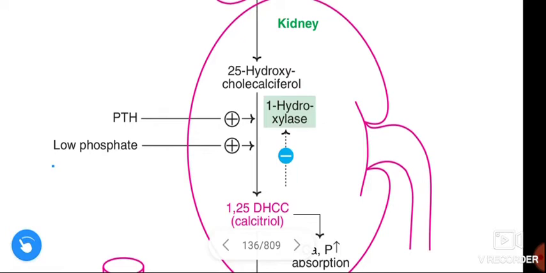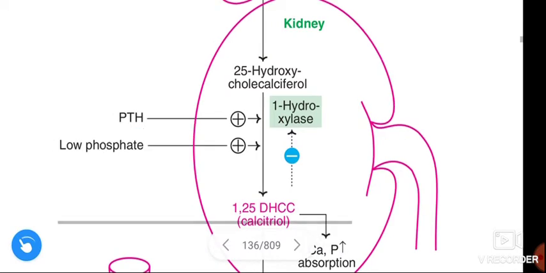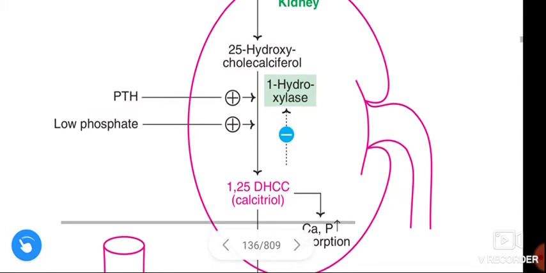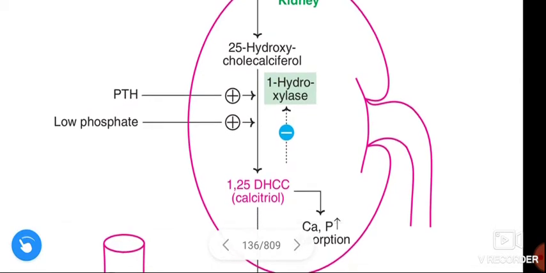Next, in kidney, parathormone and low phosphate concentration stimulate this process. Parathyroid hormone and low phosphate stimulate the conversion of 25-hydroxycholecalciferol to the active form of vitamin D, that is calcitriol.